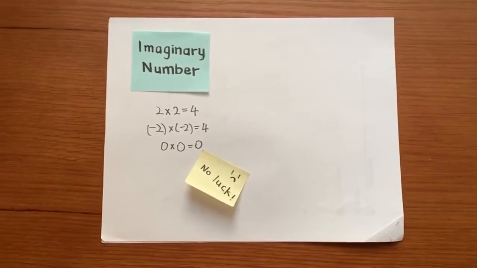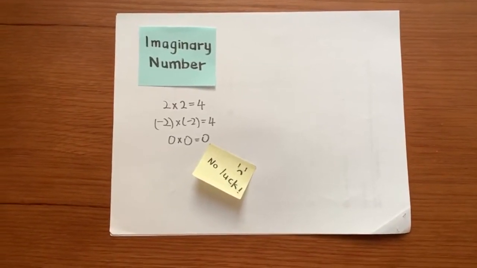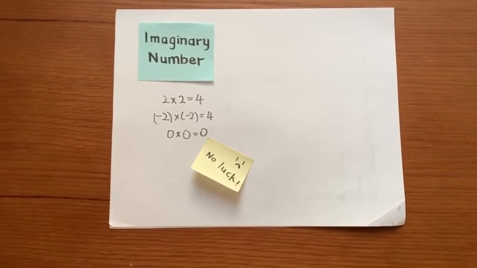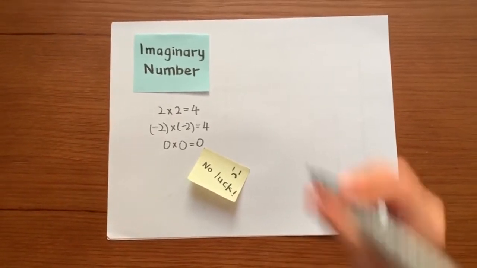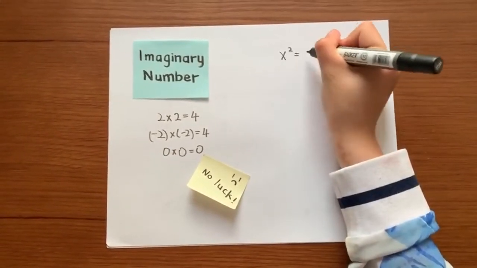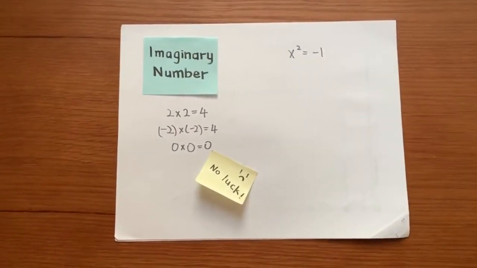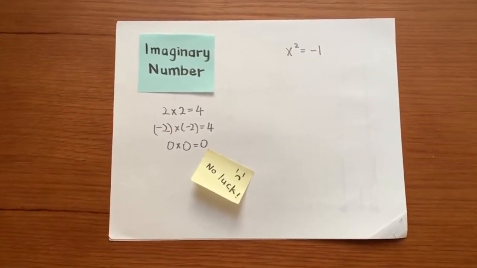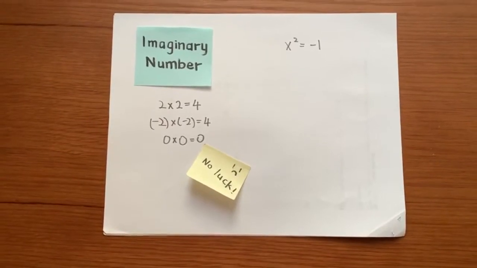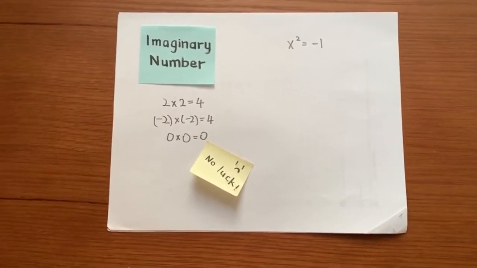It seems like we cannot multiply a number by itself to get a negative answer. You will never be able to find a real number solution to the equation x squared equals negative 1. It seems like it is impossible to square a real number and get a negative answer.